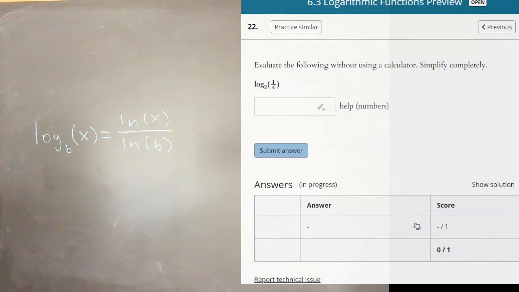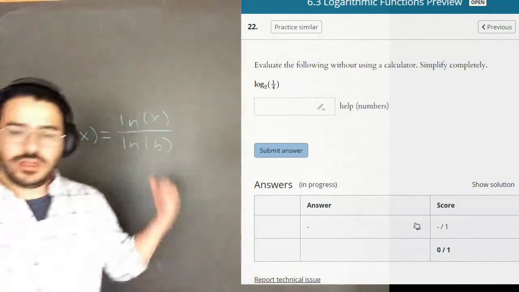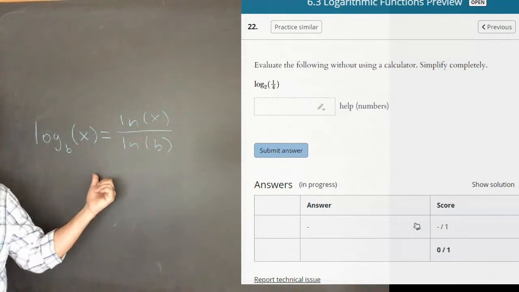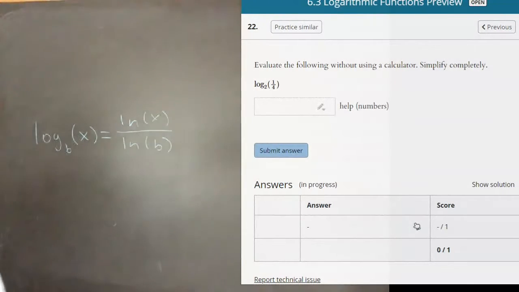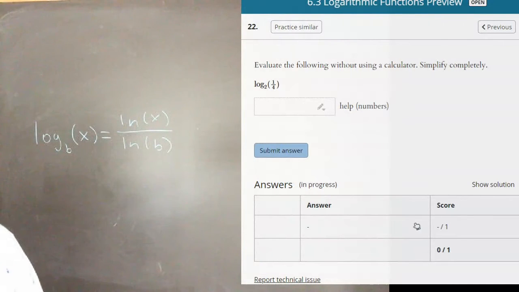So be careful about how you input those base B logarithms. And some questions will ask you to do this. The way that you'll figure out is to look at that little help thing on the side and see if that's what they're asking. And definitely number 11 is one along those lines.